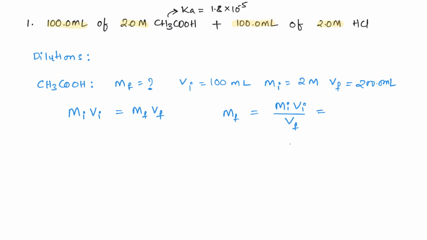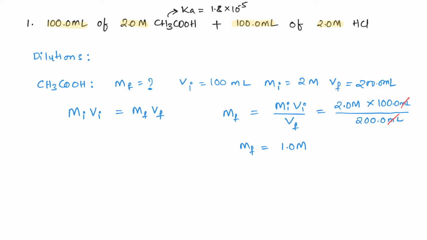The initial concentration of acetic acid is 2 molar and the initial volume is 100 ml and the final volume is 200 ml. Milliliter and milliliter get cancelled. If we do the math, we get the final molarity or concentration of acetic acid is equal to 1.0 molar.